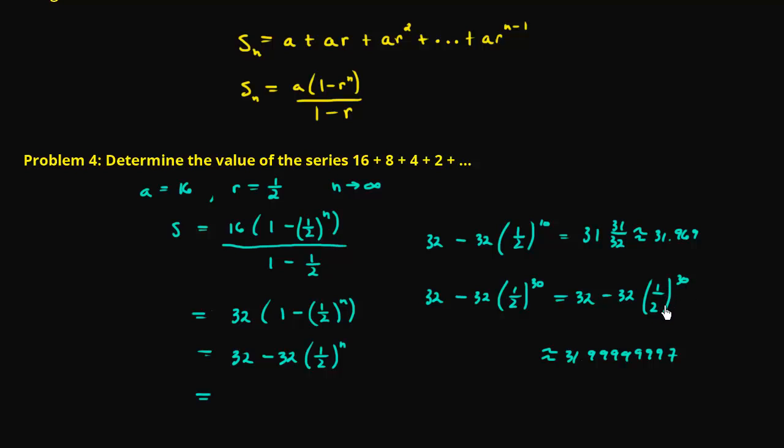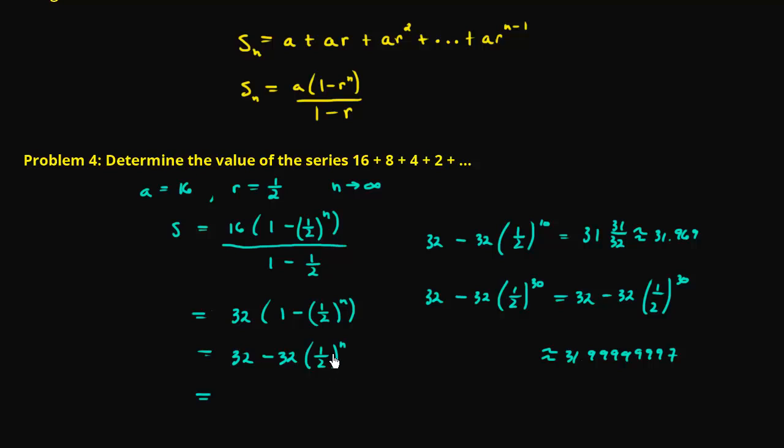And if you raise 1/2 to the power of an infinitely large value, that value goes to 0. So we'd have 32 minus 32 times a value that's approaching 0. So what that means is that I've got 32 minus an infinitesimally small value, which means that I'll just have 32.